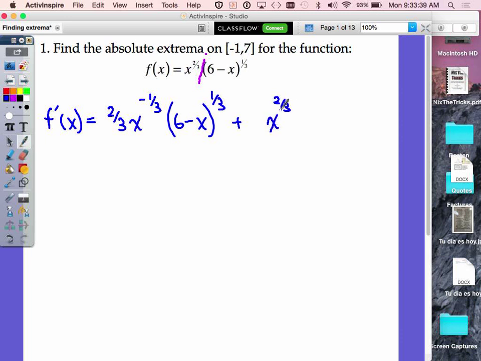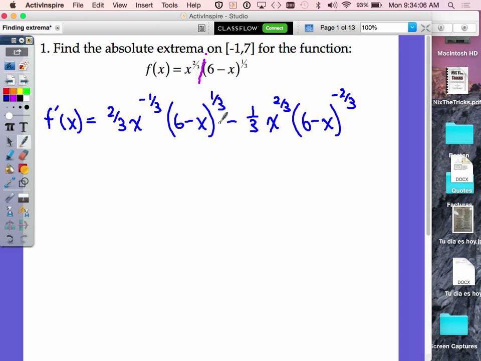times v, which is going to be 1/3, which I will pull out into the front here, 6 minus x to the minus 2/3. And then I have to remember my chain rule here. I imagine I have a box around that, and so the derivative of what's in that box is going to be a minus 1. So I have a times negative 1 coming out, which I'm going to just move to the front of the expression. And I'm left with that as my derivative.